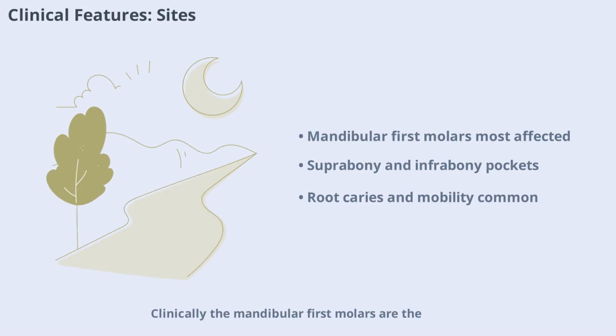Clinically, the mandibular first molars are the most common sites for furcation involvement, while maxillary premolars are the least affected. The furcation may be visible or covered by the pocket wall and is often associated with suprabony and infrabony pockets. Periodontal abscesses, root caries, and tooth mobility are common findings. Recognizing these features is important for early diagnosis and effective management.